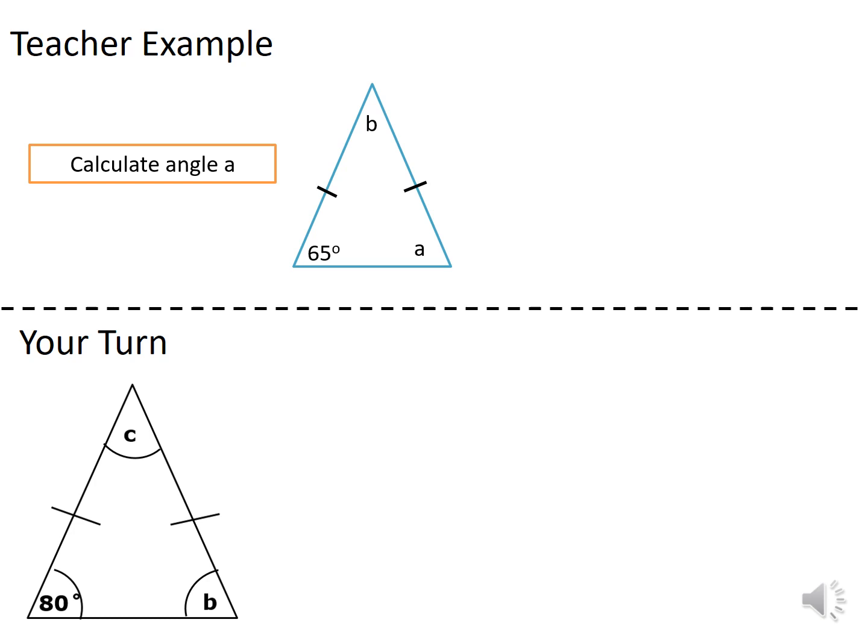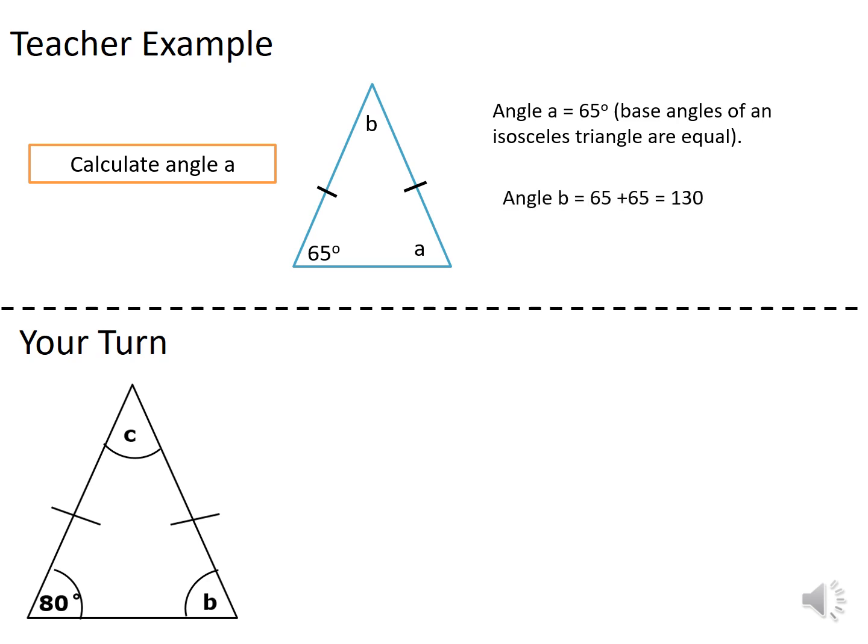Now we know angle A is a base angle, the same as 65. Therefore, we can say angle A is 65 degrees because they are the two base angles and they have to be equal. Now to work out angle B, we're just going to do 65 plus 65 is 130, and then we subtract that from 180, which gives us 50 degrees. So we've worked out angle B as well.